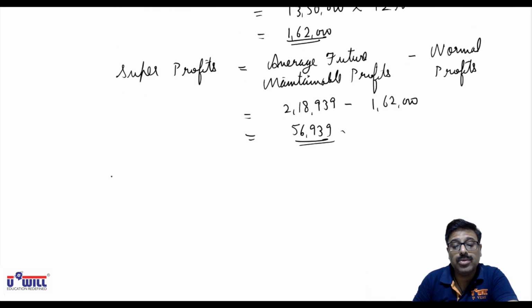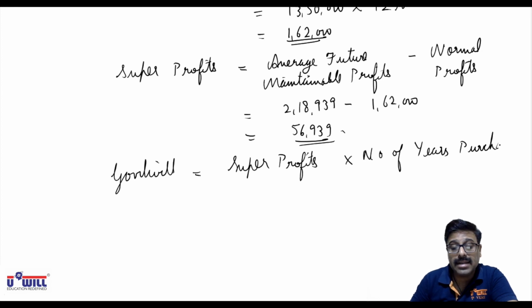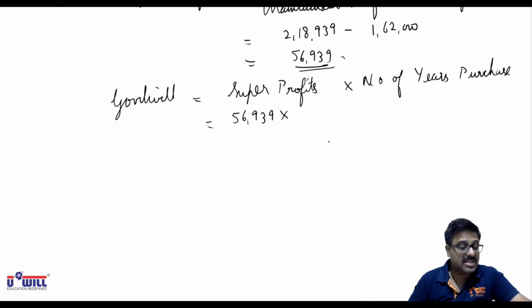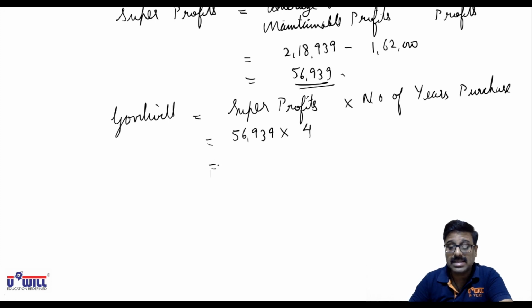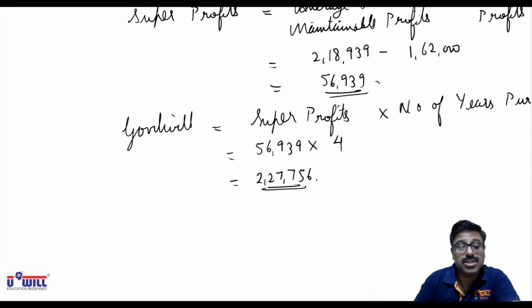Goodwill is equal to super profits into number of years purchase. Super profits we have obtained as 56,939, multiplied by number of years purchase. Again, see in the question, it is 4 years purchase of super profits. So into 4, 56,939 into 4, the value of goodwill is 227,756.